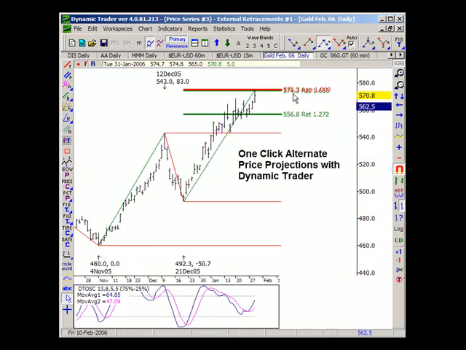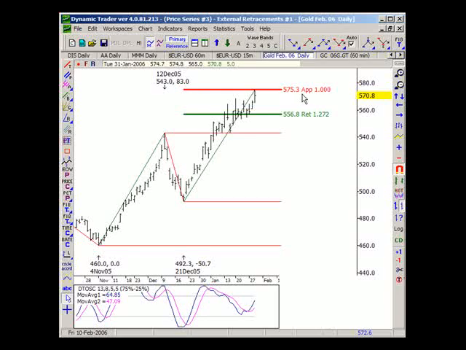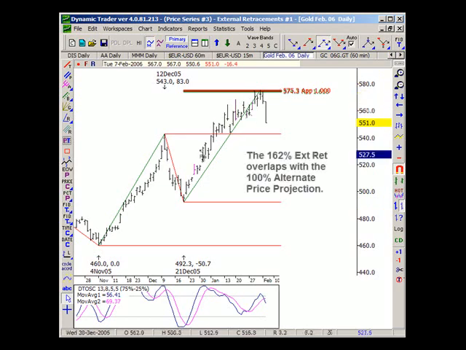And boy, it's so close to the 162% external retracement that you can hardly read. Let me go ahead and just show you. There's a 100% alternate price projection at 575.30, and then let me just show you, 574.30 is the 162% external retracement. So let me go ahead and put that alternate price projection back on. And that's as of today's bar.